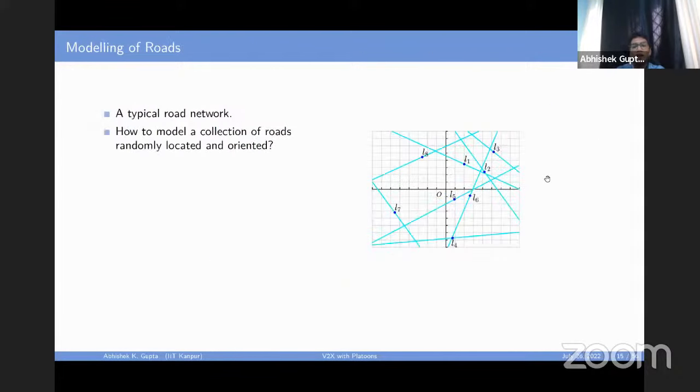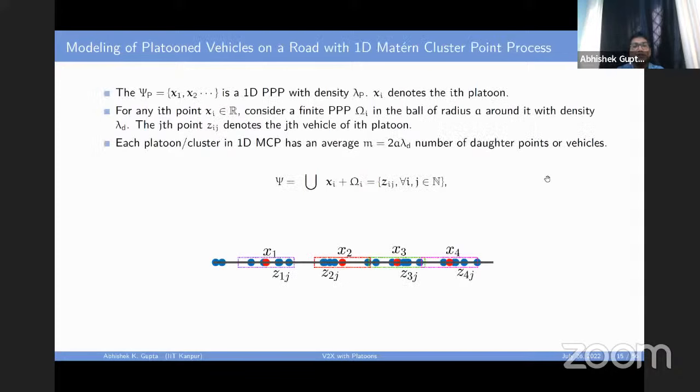So when we combine the platoons with the vehicles inside, the overall process becomes a Matern cluster point process. It is defined this way: the cluster centers are a PPP, and for each cluster point, its cluster is also a finite PPP. The union of this doubly stochastic process is a Matern cluster process. Now this is on a single road.